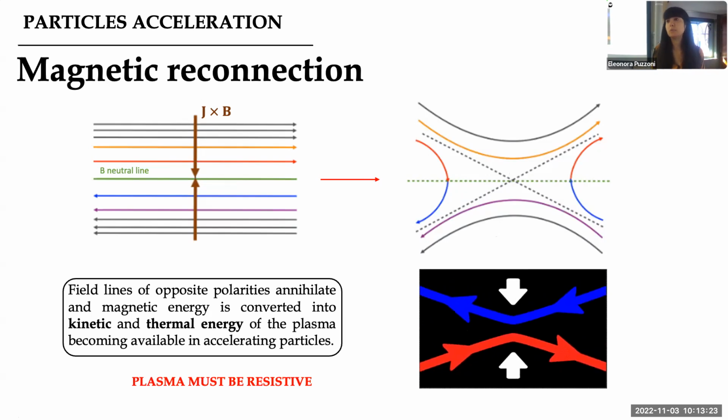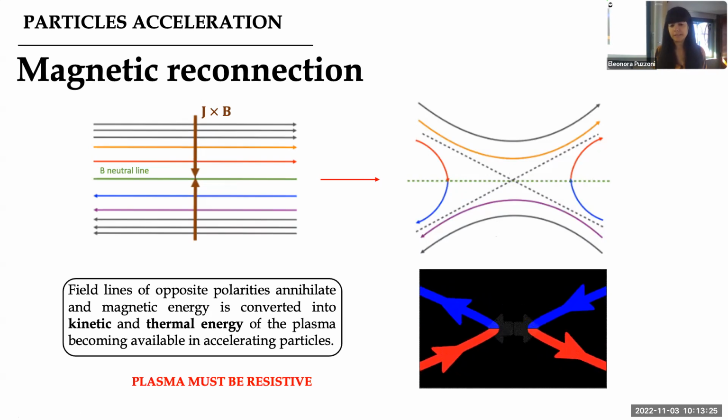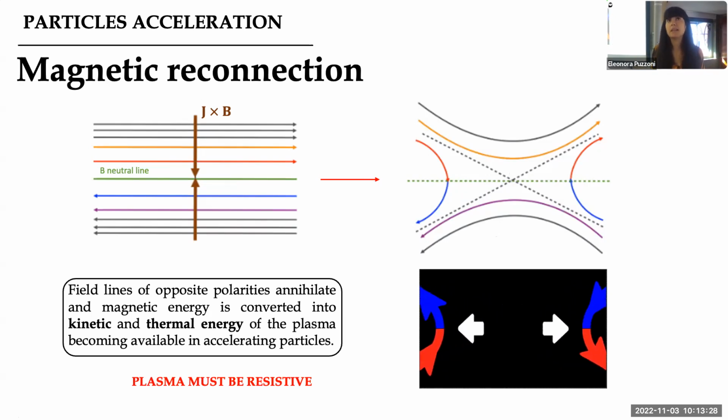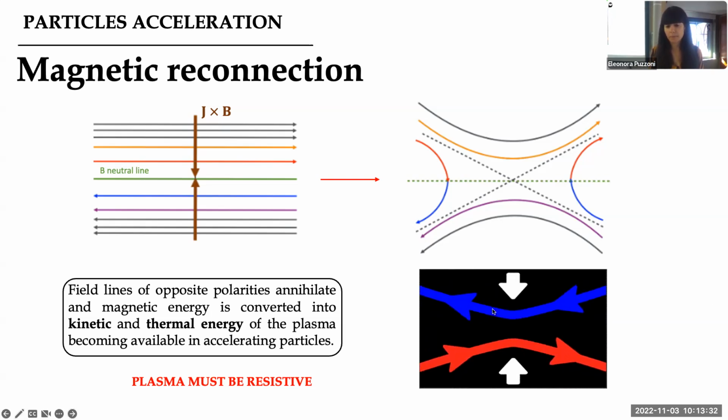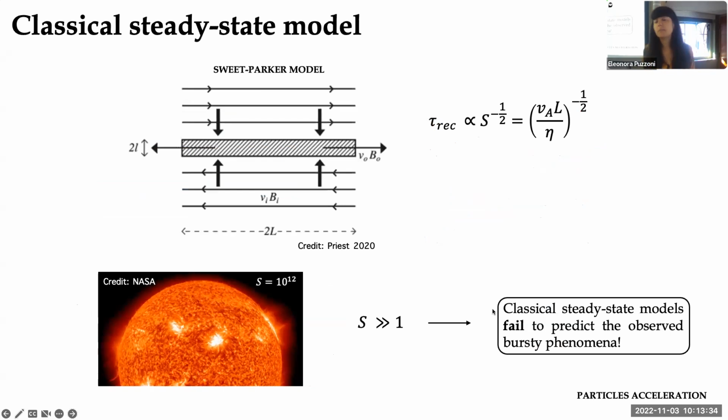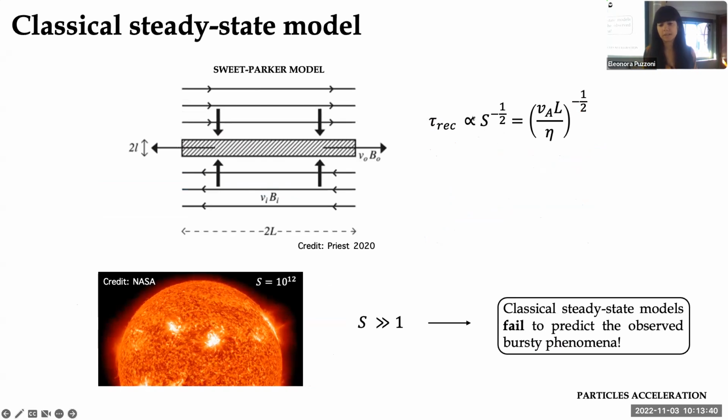For this mechanism to operate, the plasma must be resistive. Otherwise, magnetic field lines could not change their topology and cannot be cut and sewn together. The Sweet-Parker model describes magnetic reconnection, but it predicts reconnection rates that are associated with this adimensional number, S, that is the Lundquist number, that are several orders of magnitude lower than the observed ones.